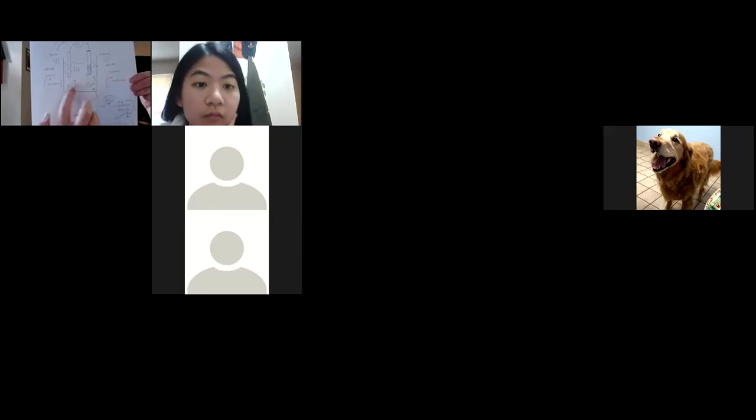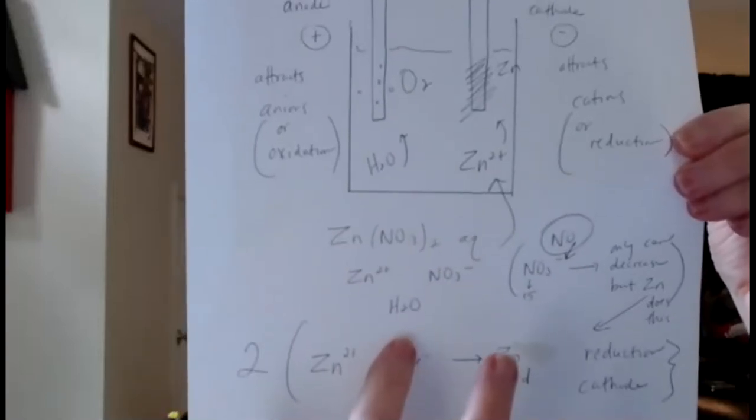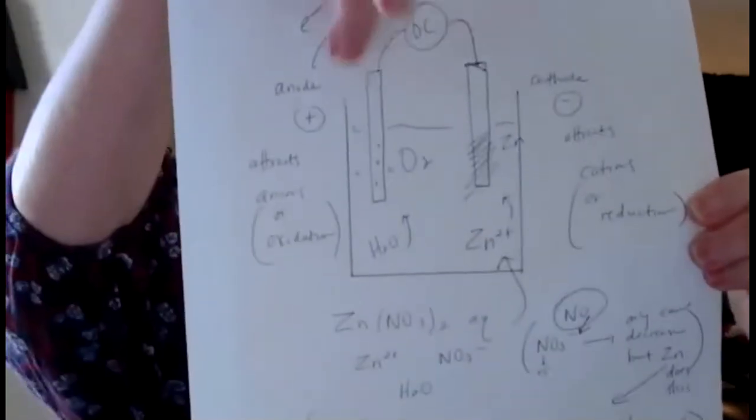Now, I'm thinking about, I have a beaker. In my beaker, I have some zinc nitrate in water. So I have some zinc ions, Zn2+, I have some nitrate ions, and I have some water. I have 2 electrodes.